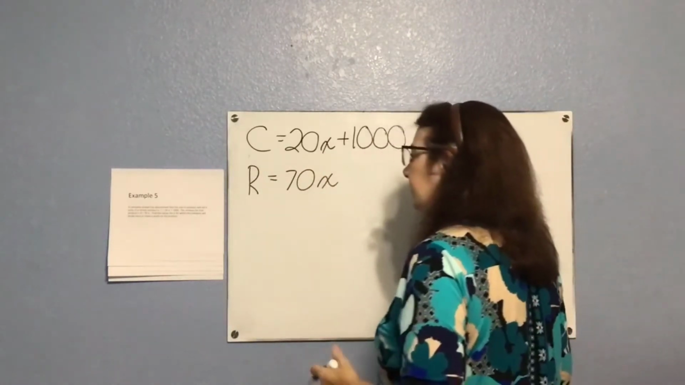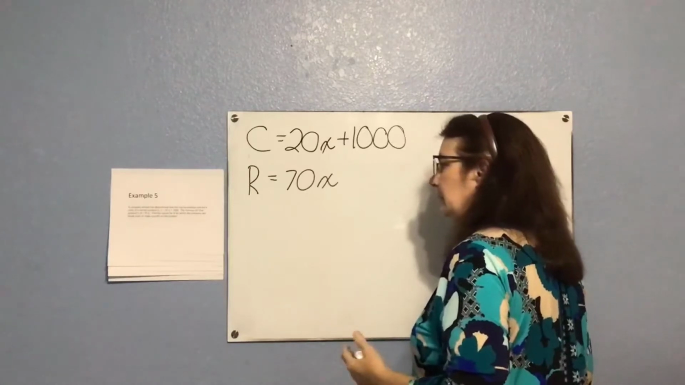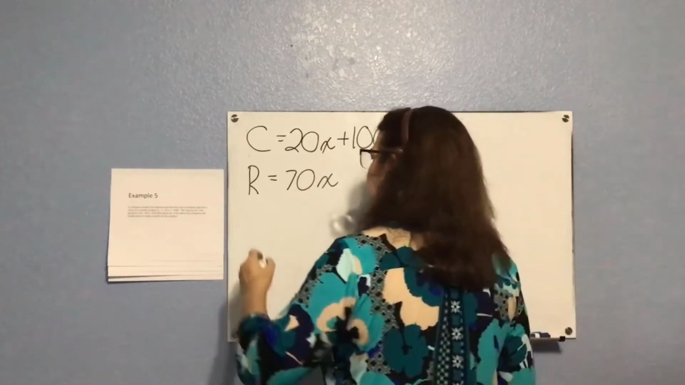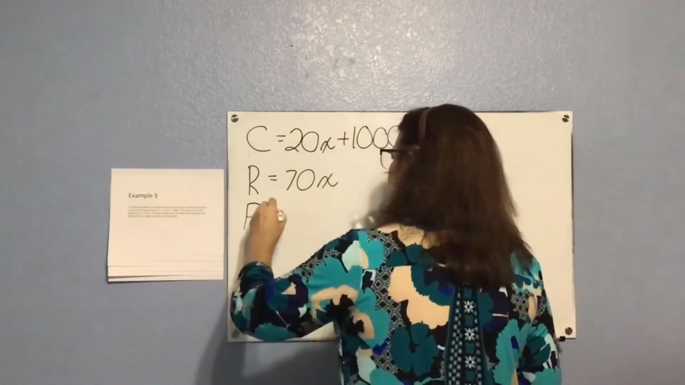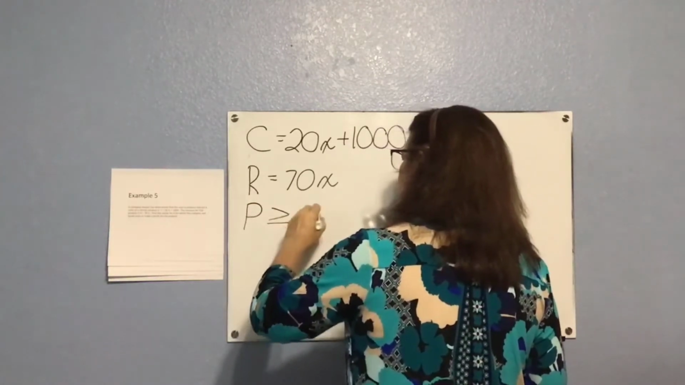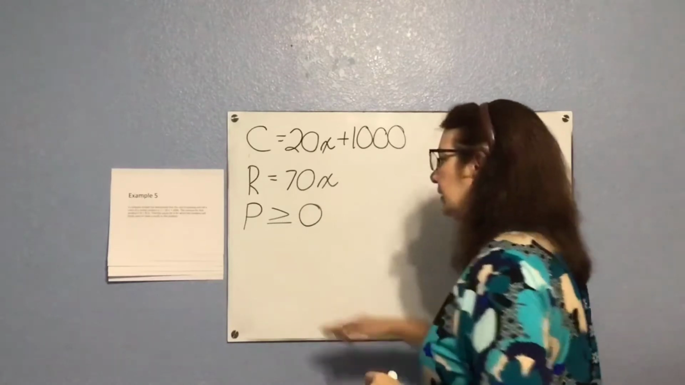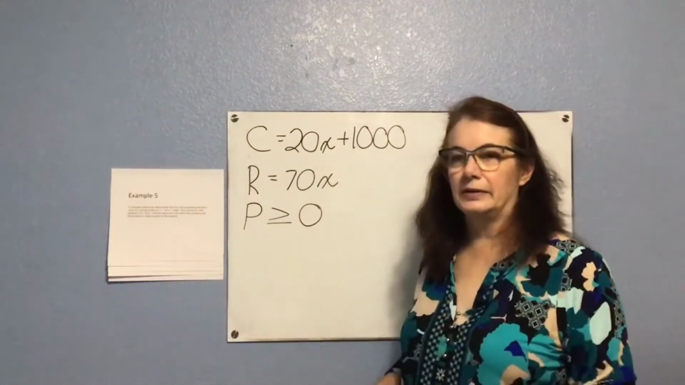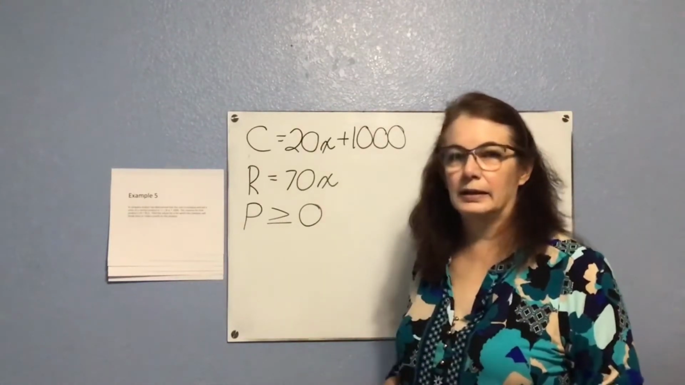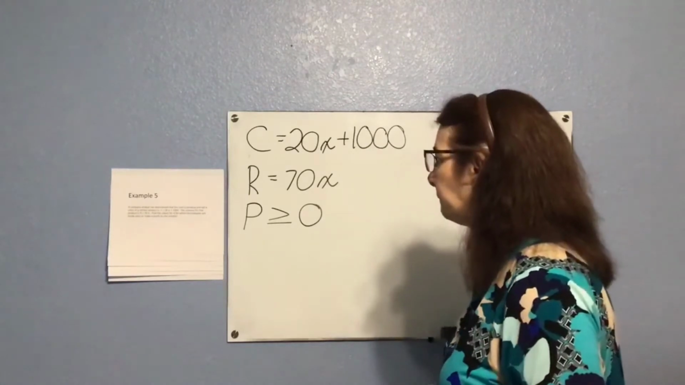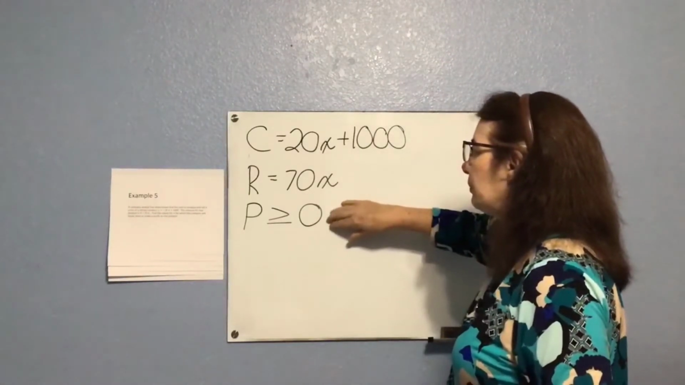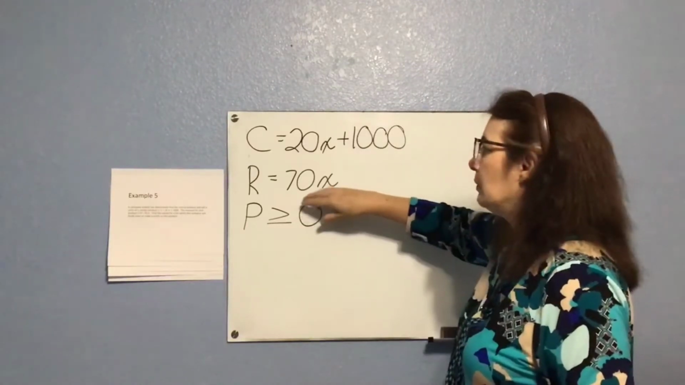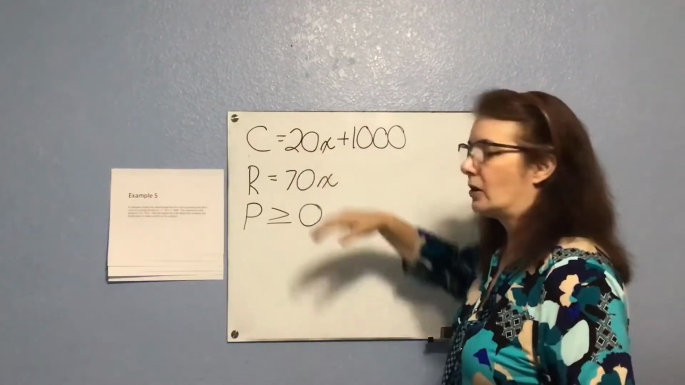And we want to find the values for X for which the company will either break even or make a profit. So we want the profit to be greater than or equal to 0. If the profit equals 0, we broke even. If it's bigger than that, then we've actually made a profit. Okay? From what we've done before, we know that profit is equal to revenue minus cost.